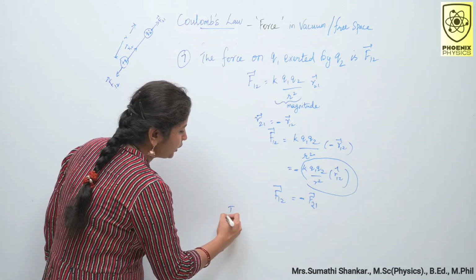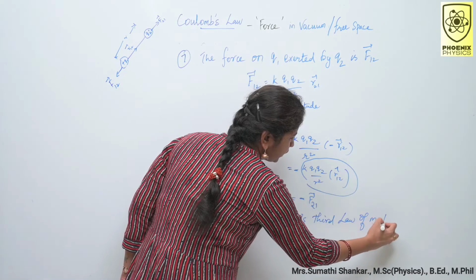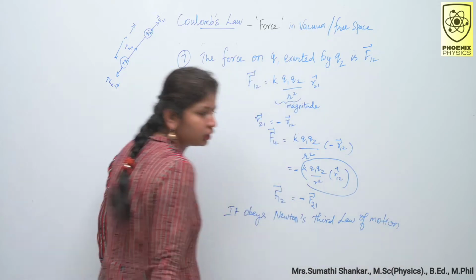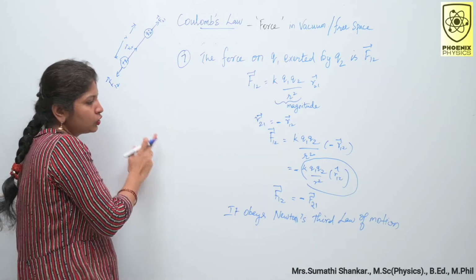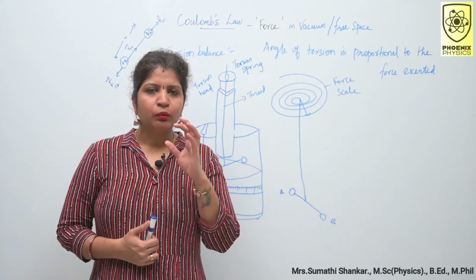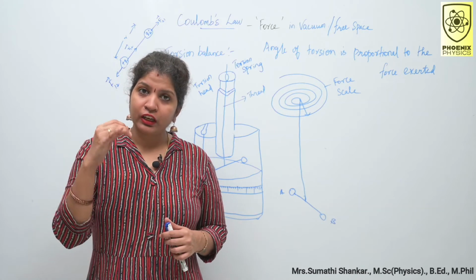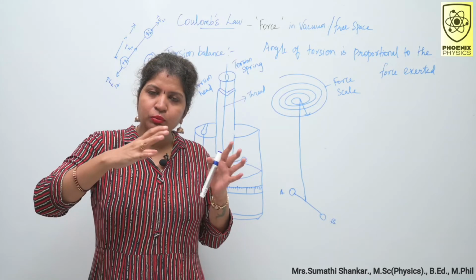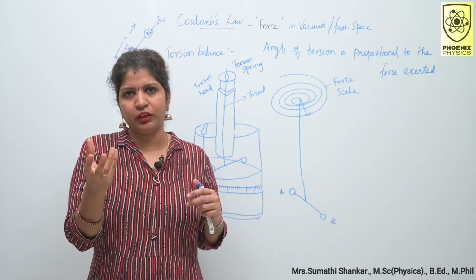Here it obeys Newton's third law of motion: every action has an equal and opposite reaction. F21 is in this direction, F12 is in the opposite direction, right? So it obeys Newton's third law of motion. Coulomb's law is applicable only for point charges. However, we can apply it when the separation between the two charges is greater than the radius of the sphere.